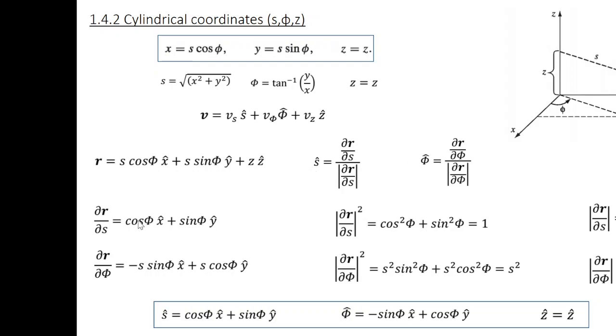Once you know this, you can quickly calculate s cap and phi cap. So s cap equal to cos phi x cap plus sin phi y cap divided by 1, which is cos phi x cap plus sin phi y cap. Similarly, phi cap equal to minus s sin phi x cap plus s cos phi y cap divided by s. So this gives you minus sin phi x cap plus cos phi y cap. And z cap is nothing but z cap. The same way you can do the converse. You can represent x cap, y cap and z cap in terms of phi cap and s cap. You can do this as an assignment.